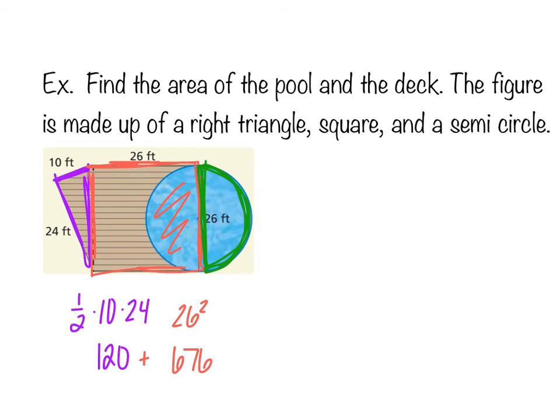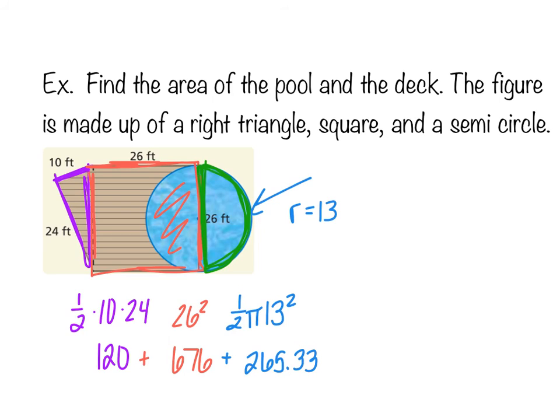Now, if the diameter is 26, that means the radius must be 13. So pi times 13 squared. And then I'm going to do half of that because it's only a semicircle. So 13 squared, 169, times 3.14, divided by 2, because it's a semicircle, is 265.33. And I'm using 3.14 for my pi in all my calculations.